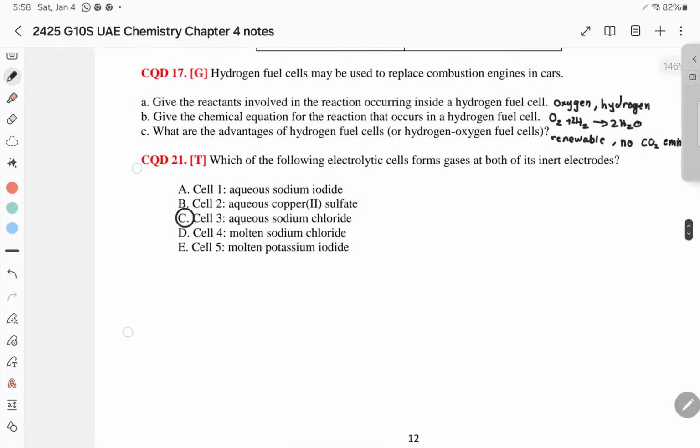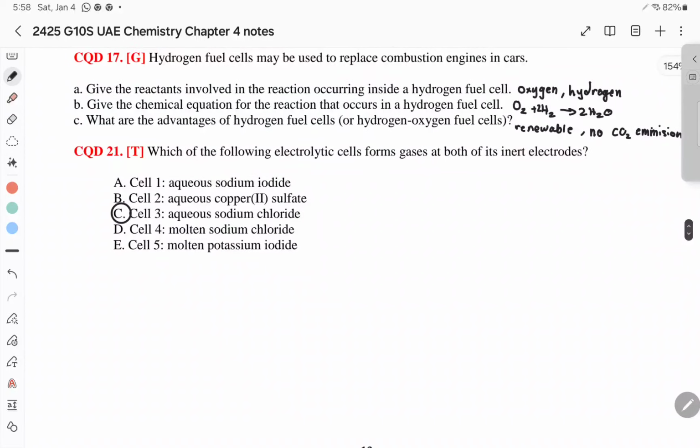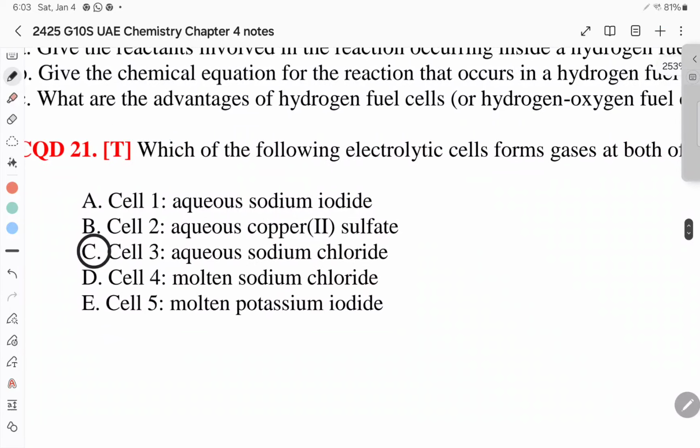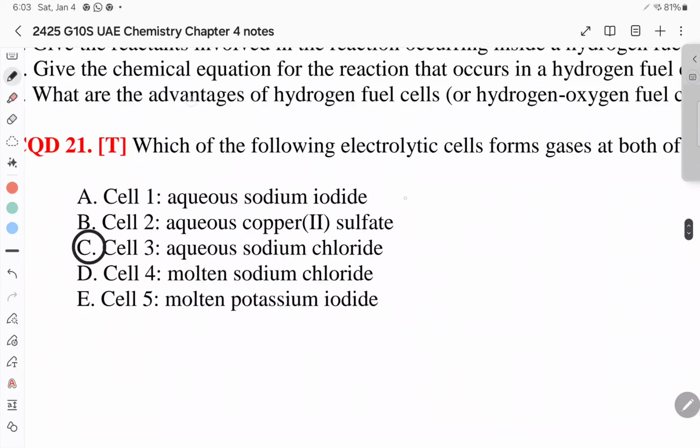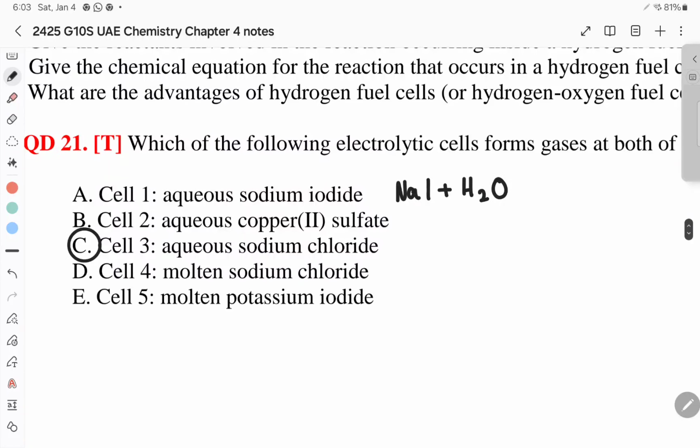And here we start our top questions. These questions sometimes tend to come in the written parts. Now to begin, question 21. It's asking us which of the following electrolytic cells form gases at both of its inert electrodes. So first we have sodium iodide, NaI, plus water, H2O. And you know what we're going to do, of course.